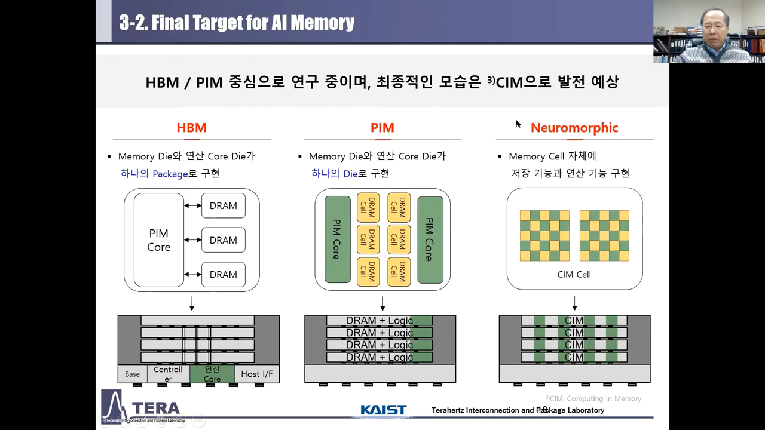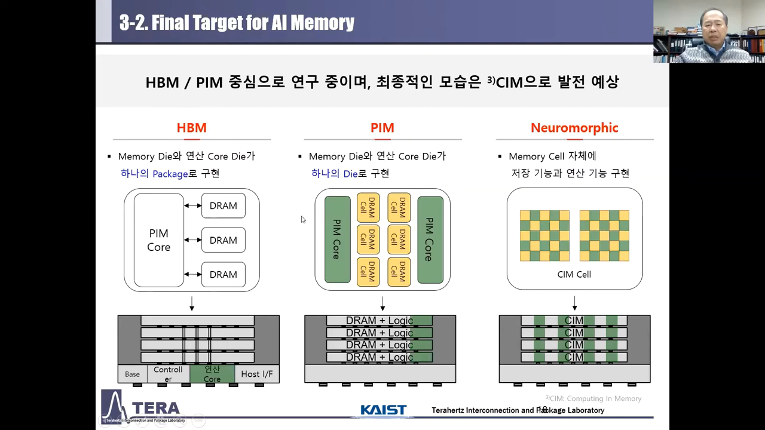In my laboratory at KAIST, we are majorly working on HBM design, which is very close to commercialization at this moment. But in the case of the neuromorphic chip, it will take a long time because we have to develop new material. Also, we have to find a cost-effective process of semiconductor system. So our group is now working on HBM and PIM design.